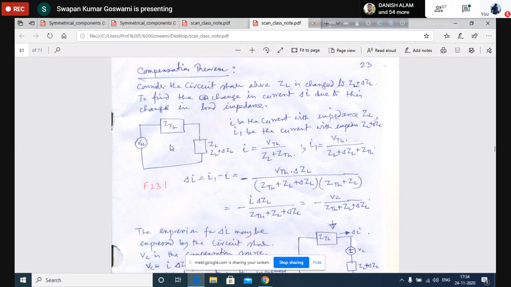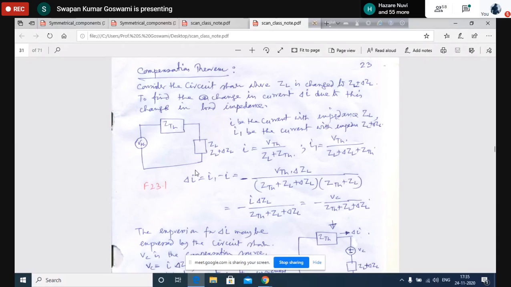But the compensation theorem we may be interested in applying in a circuit which is not so simple. We shall give that example. We shall not consider a very complicated circuit, but a circuit which is somewhat more complicated than this. Now, the impedance is changed, then this is the current. Now, what is the change in current? Let us find it out.